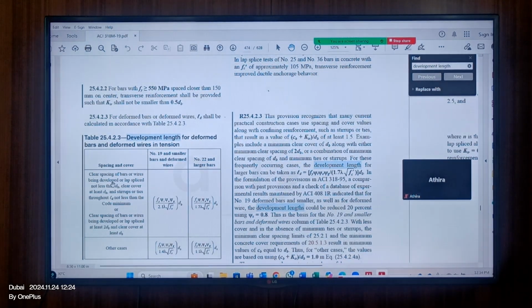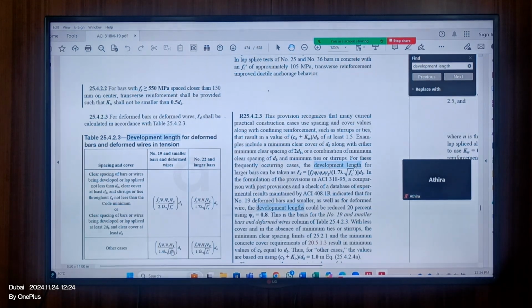When the clear spacing of the bars is not less than db, the diameter of the bar, or clear cover at least the diameter of the bar, or the clear spacing of the bars 2 times the diameter of the bar, where exactly will you have this? You will always have it in the columns, because in columns you have more reinforcement. When the spacing between the rebar is less, might be 25 millimeters, 30 millimeters if it is a bundle bar, or if there is more rebar, in such cases you will use this equation.